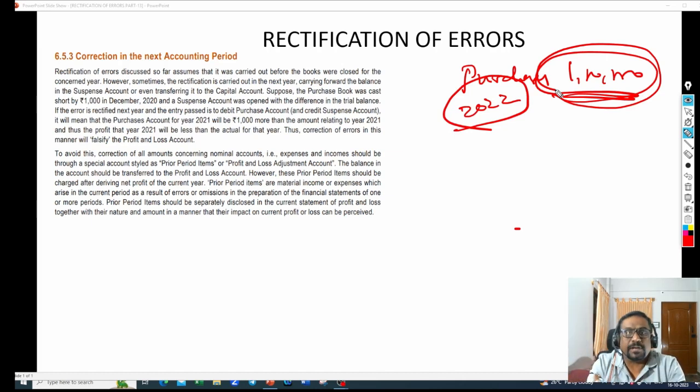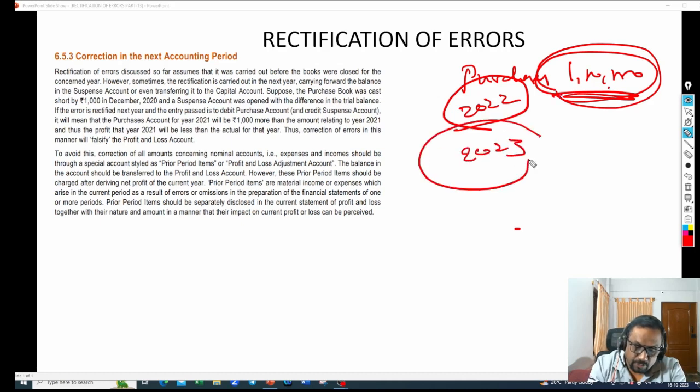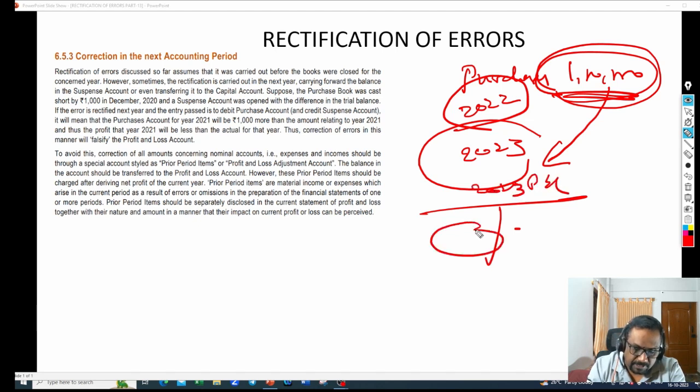If the income goes up, your profit will increase. That means you are overstating your profit in the previous year. Am I right or wrong? So the previous year got closed. Now you are in 2023. What will happen if you need to bring this 1 lakh into the 2023 P&L account? You need to debit this 1 lakh.